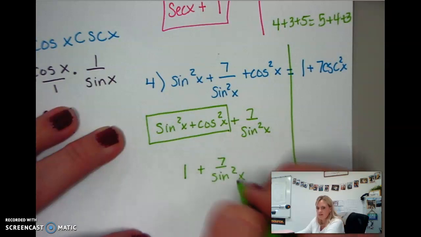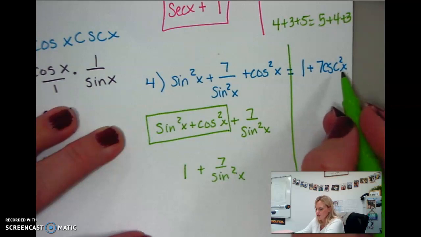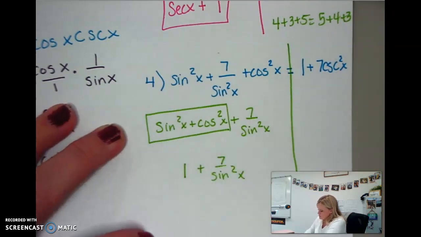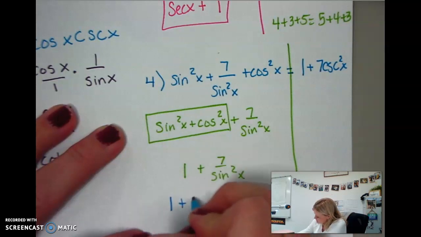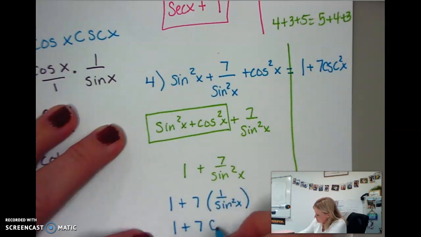Now, what else do I need? I need a 7 times the cosecant. Well, I have a 7 here, but I know that sine's reciprocal is the same as cosecant. So I can split this up and multiply this by 1 over sine squared of x, and now flip to the cosecant.